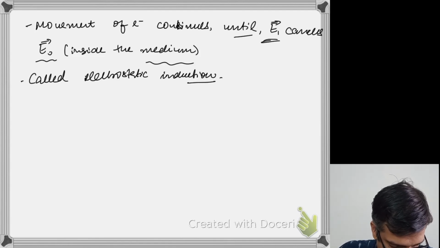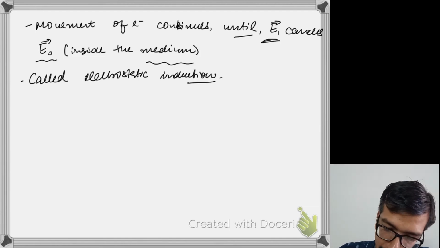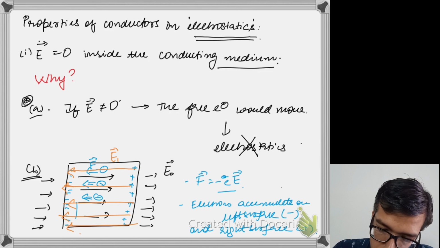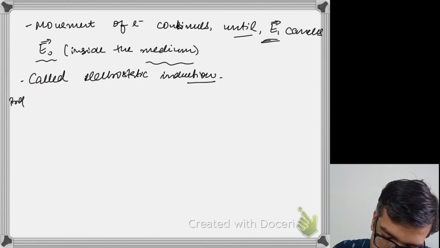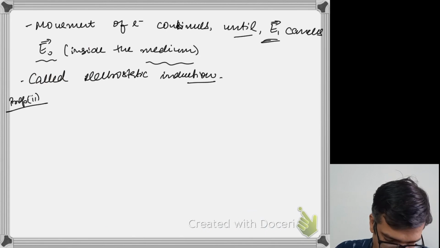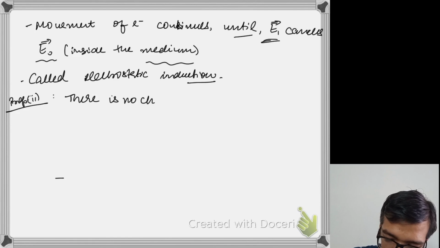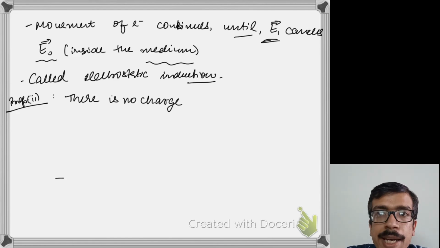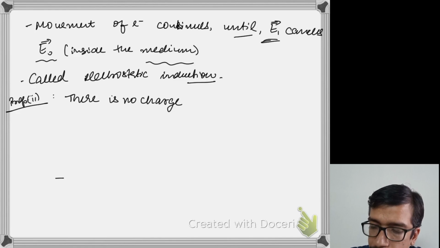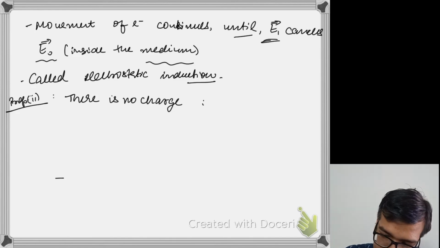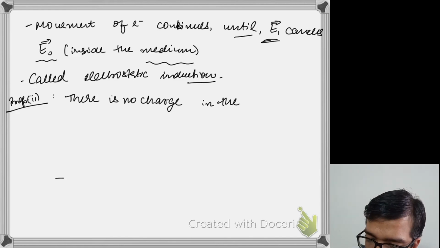And next, the next property. So this was the first property we have studied. The next property, property number 2, is that there is no charge in the interior of the conductor. The first property we studied was that there is no electric field inside the conducting medium. The next property is that there is no charge in the interior of the conductor, inside the conducting medium.